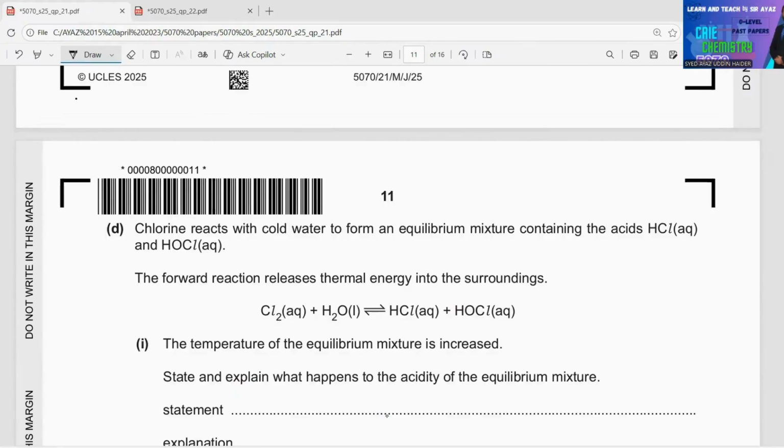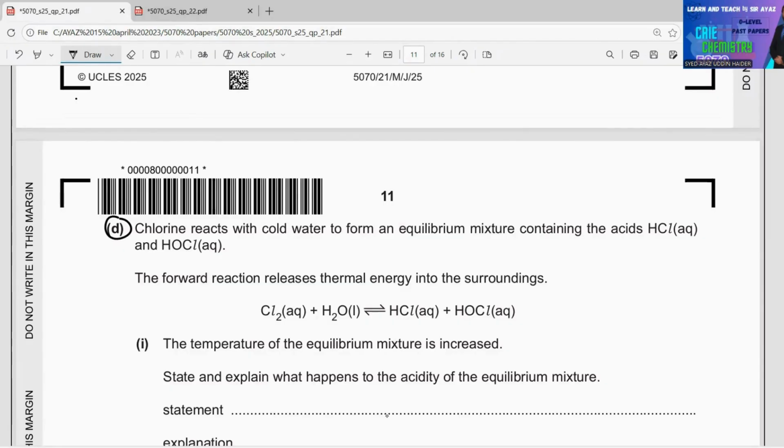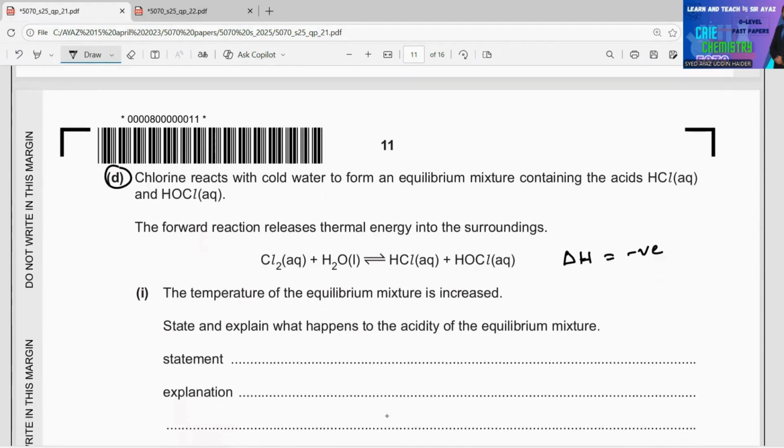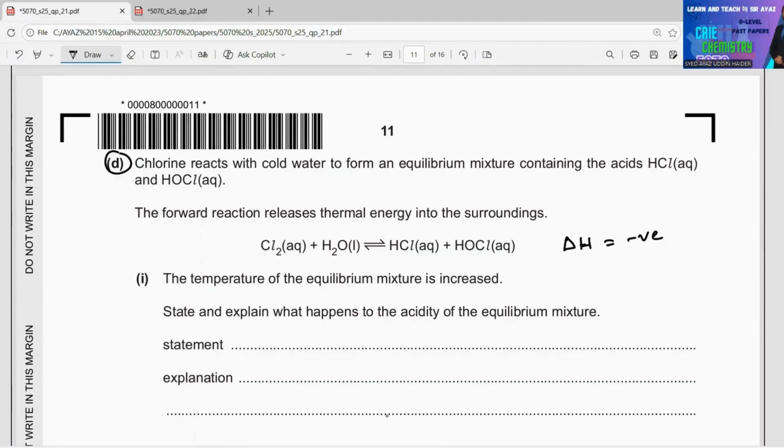So part D, chlorine reacts with cold water to form an equilibrium mixture containing the acids HCl aqueous and HOCl aqueous. The forward reaction releases thermal energy into the surrounding. If the forward reaction releases thermal energy into the surrounding, so delta H must be negative for the forward reaction. 1. The temperature of the equilibrium mixture is increased. State and explain what happens to the acidity of the equilibrium mixture.